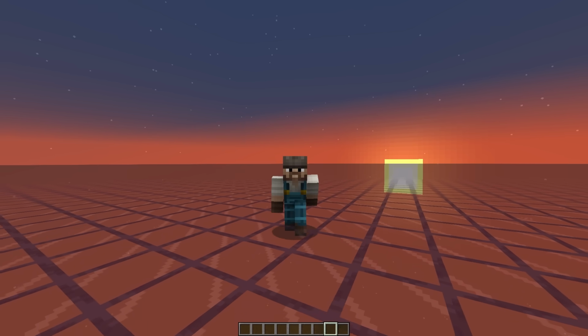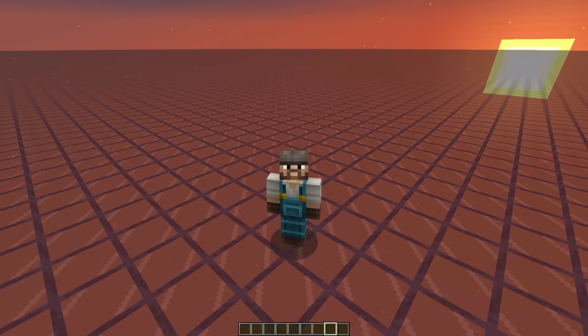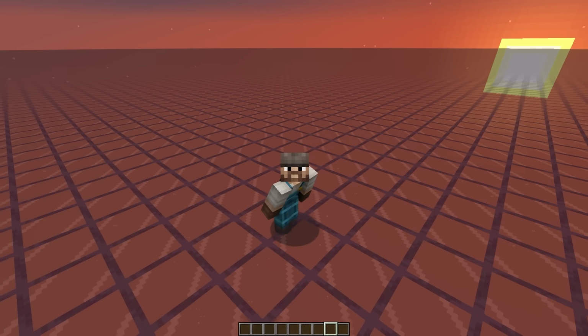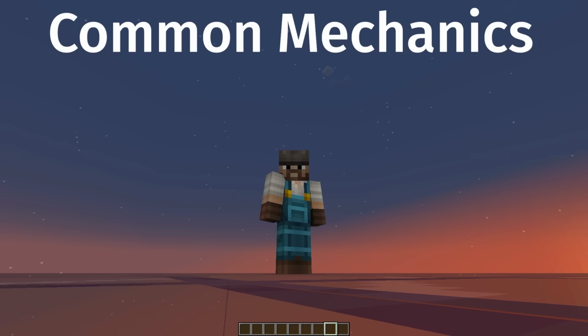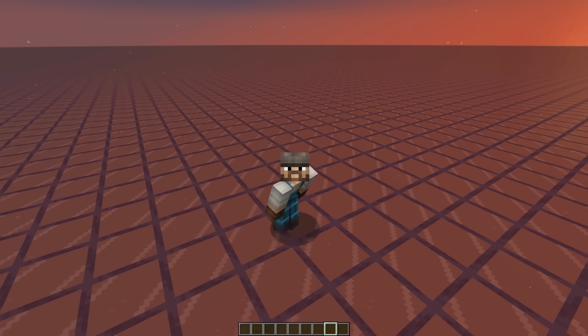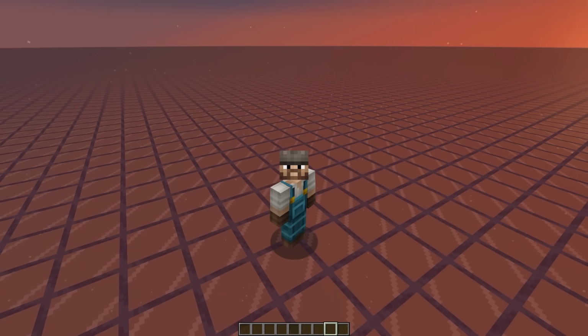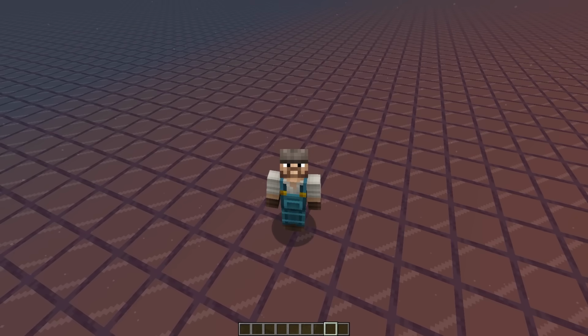I do want to note here that this is a massive topic that can be applied to many different types of farms. So the focus of this video will be the common mechanics behind all mob spawning, not the particulars of any specific type of mob farm, only the universal mechanics. But with all that out of the way, let's start with the very basics.